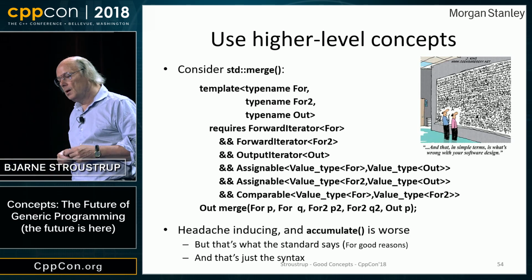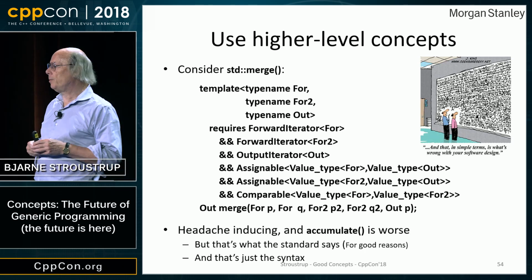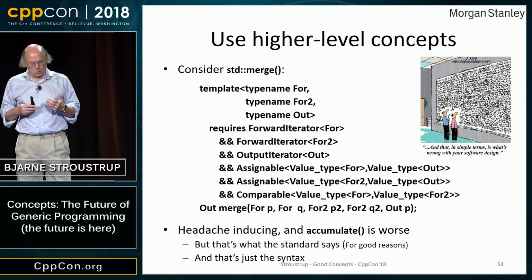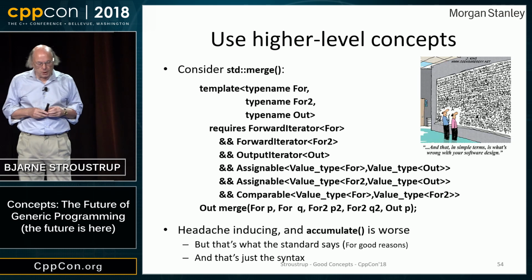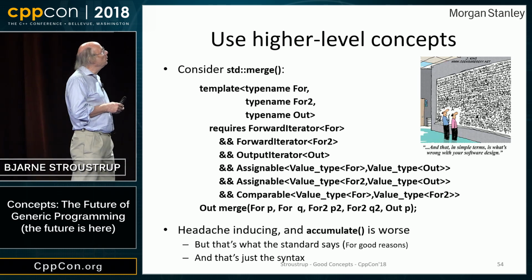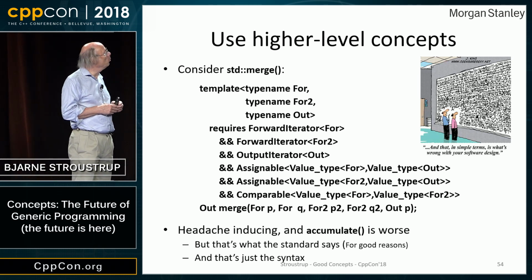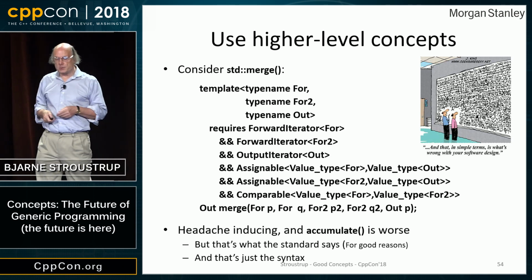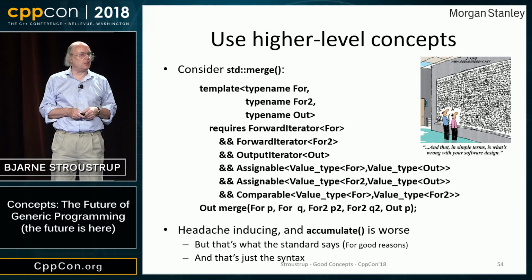Let's see. We would like to use high-level concepts more often. And so here's sort of a first cut on constraining merge. Merge is a standard algorithm, and it's one of the more complicated ones. And so the first cut looks like this. I need 3 types. The first one is a forward iterator, the second one is a forward iterator, and the third one is an output iterator. And you have to be able to compare and assign to all of these things. This is somewhat tedious, and that's what the standard says.